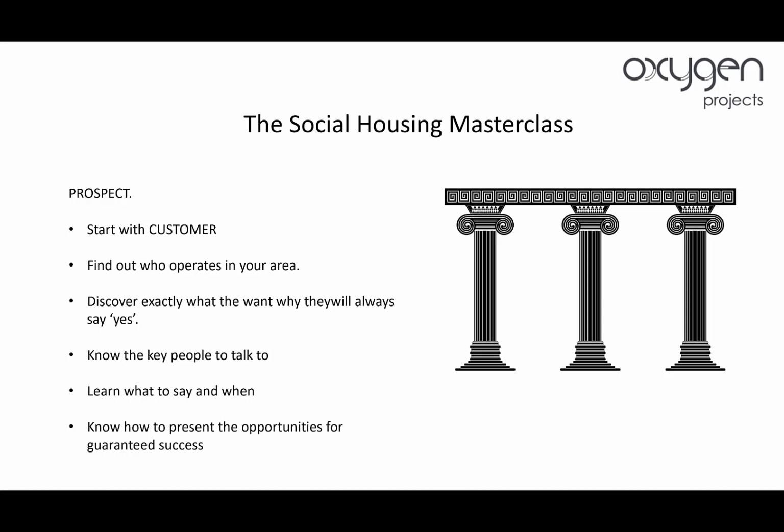So a little bit more about the customer, our prospect. First of all, we find out who operates in our area. Associations do cover quite large geographical areas, but not all of the UK in many cases, or very few cases. So we need to know who's active in our area. We find out what they will say yes to, because we want to know exactly what they want and what they're going to pay ultimately, what their budgets will allow. We know who the key people are that we need to talk to, which allows us to get decisions, which allows us to get the key information and build up a relationship.